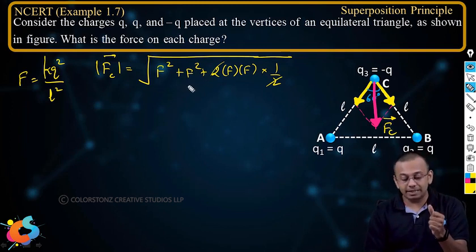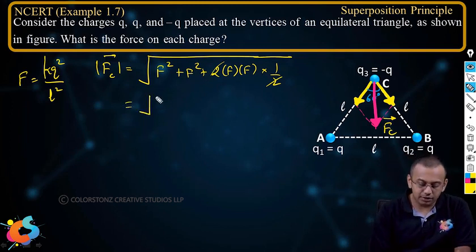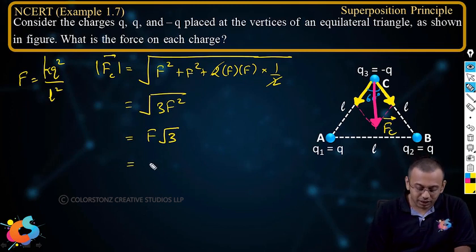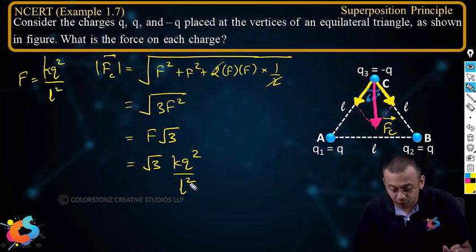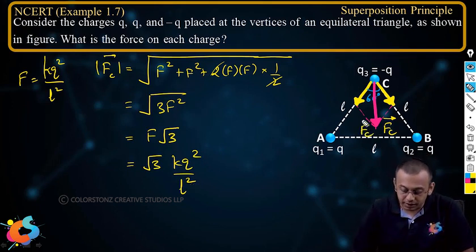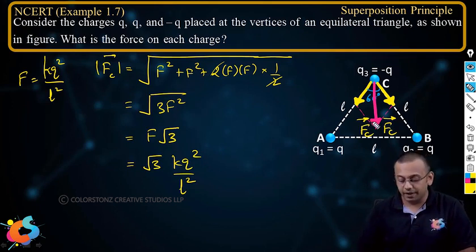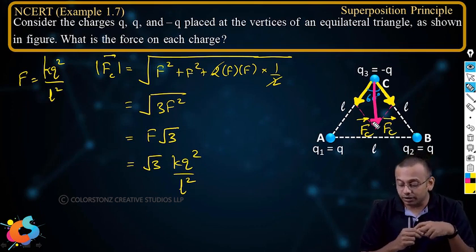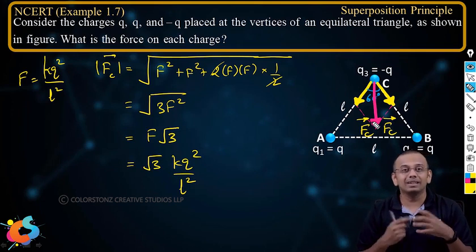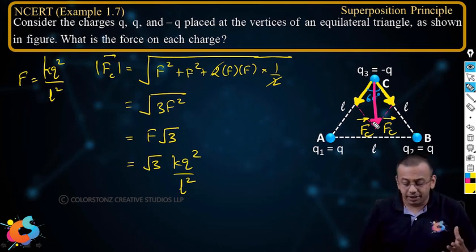We'll have F square plus F square plus F square, that is under root 3F square. And therefore, the resultant will be F root 3, or we can say root 3 kq square by L square. This will be the net force acting on the particle C, Fc, which we wanted to find. And it is downward, or we can say perpendicular to the line AB, or along the angle bisector of ACB.